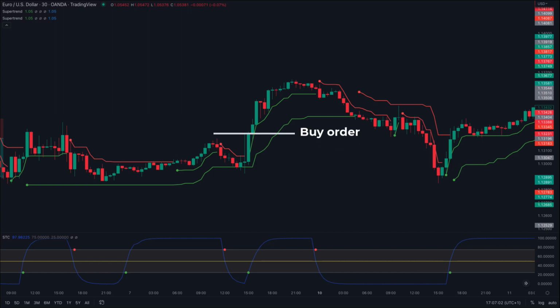Finally, we place a buy order at the close of the candle. Then, we can place a stop loss order at fast Supertrend indicator, the one with ATR multiplier set to 1. The take profit order will be set at 2 times the risk.